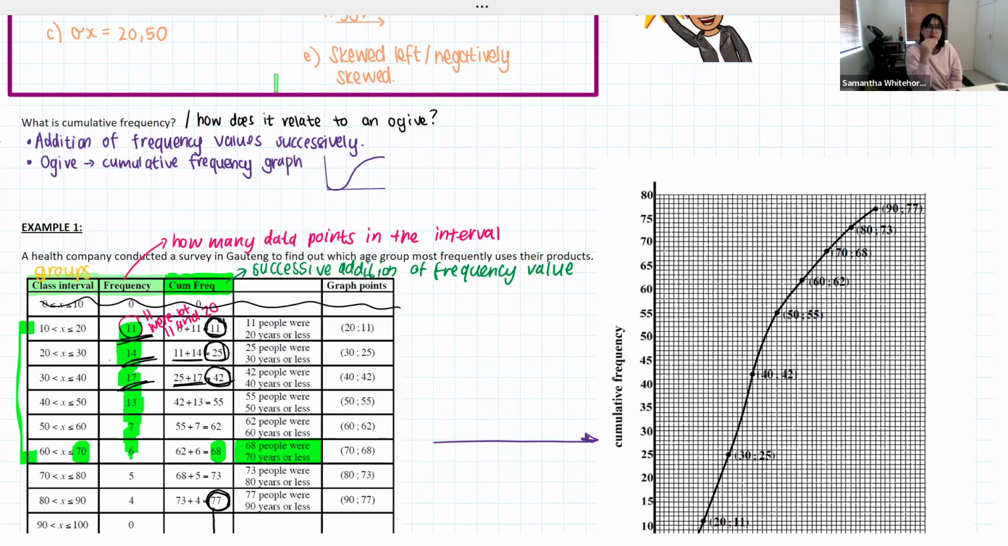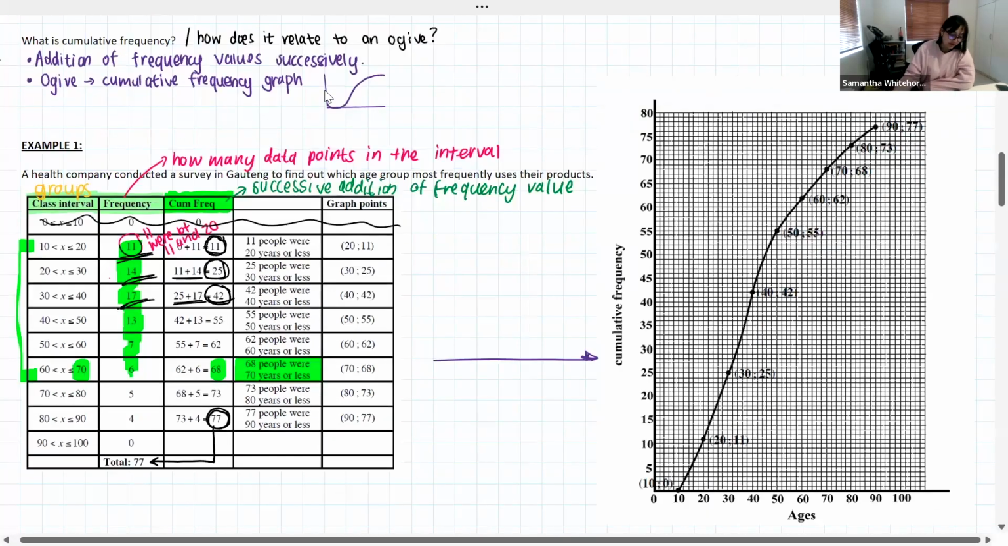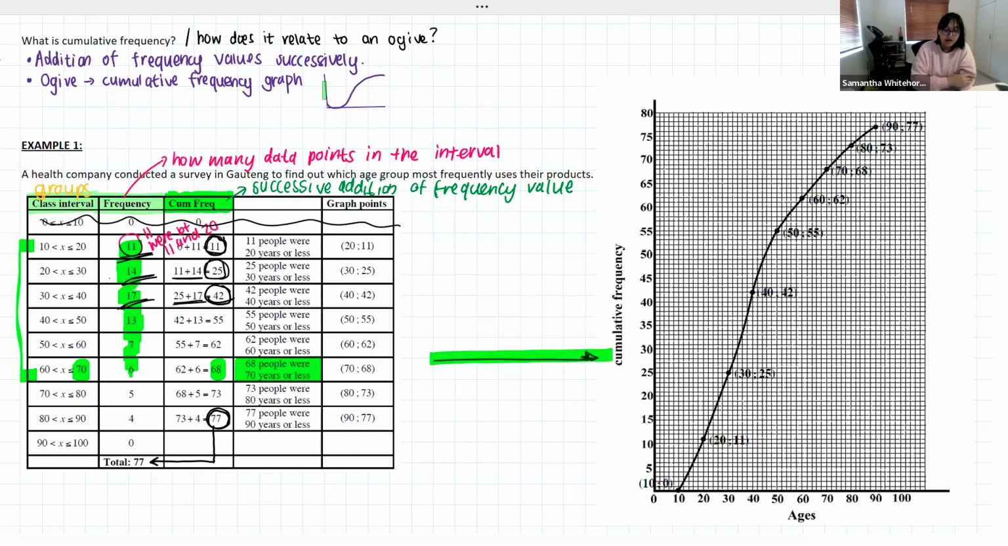So cumulative frequency is just the constant addition of your frequency values, and it allows us to determine how many people were above or below a certain age. Right, so once we have our cumulative frequency, basically what we're able to do is draw a cumulative frequency graph, or what we call an ogive.